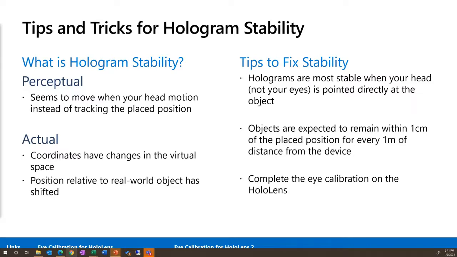So holograms are always going to be the most stable when your head, and not your eyes, is pointed directly at them. The expected tolerance for hologram stability is that they will remain within 1 centimeter of the placed position for every 1 meter of distance from the device. So to improve the hologram stability, you'll want to complete the eye calibration. We've provided some links at the bottom of this slide on how to complete that eye calibration process for your devices, depending on if you've got the original HoloLens or the HoloLens 2. It takes about 20 seconds to complete that process.